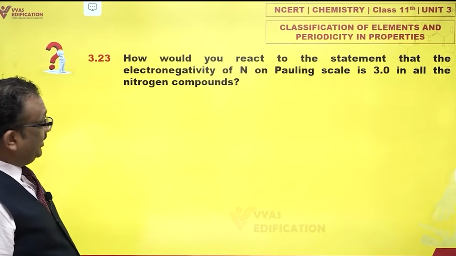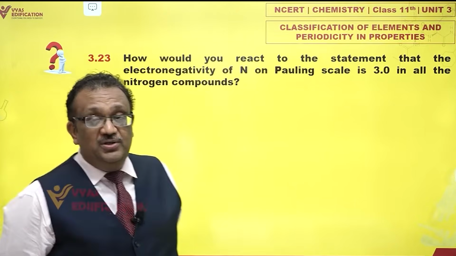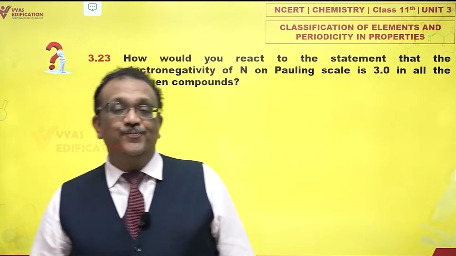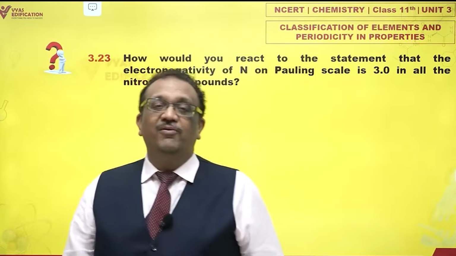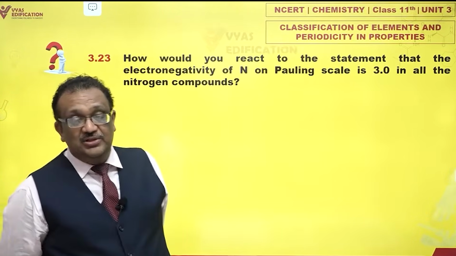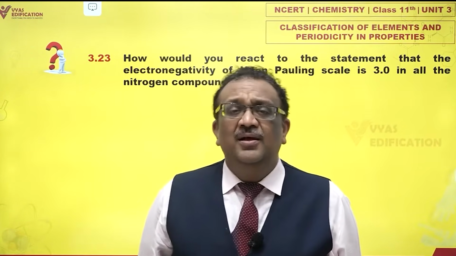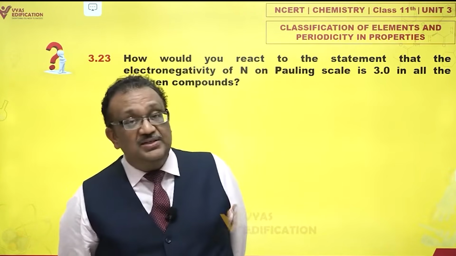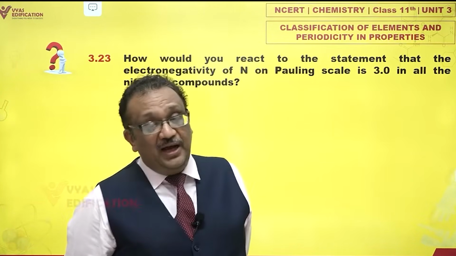How would you react to the statement that the electronegativity of nitrogen on Pauling scale is 3.0 in all the nitrogen compounds? Honestly, we will not react very kindly. We would say that that would be a very gross approximation. When Pauling declared that nitrogen's electronegativity would be around 3 on Pauling scale, it means that nitrogen is quite electronegative, that is okay. But please understand that nitrogen is differently hybridized also in different atoms.